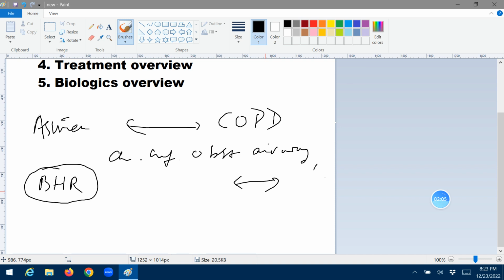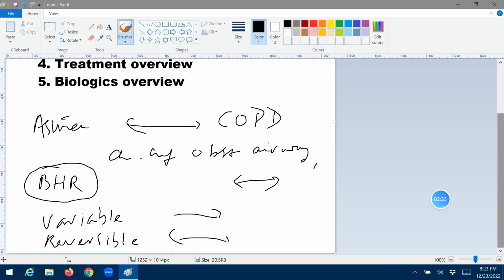The second point that I want to emphasize is that asthma has a variable course. That means that on some days it's going to be better, on other days it's going to reverse back completely to its original state. That's the classic definition here. So it's going to have that variability. And COPD, on the other hand, is progressive. It is also reversible. Sorry, it's preventable, but not completely reversible.